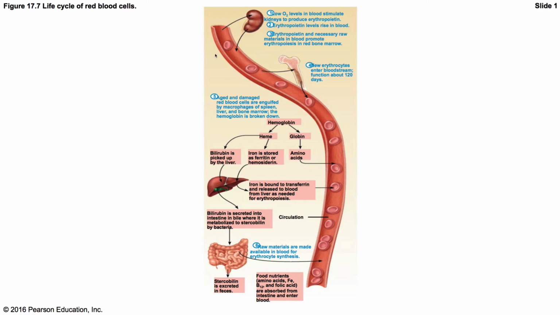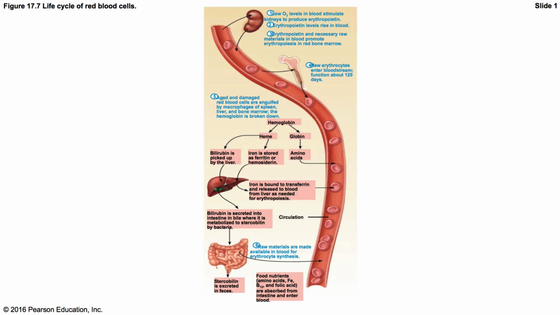So let's go over this illustration over here. So what do we have going on over here? Number 1, it says low oxygen levels in the blood stimulates kidneys. All right, so when you have hypoxia, what's going to happen is the HIF starts to accumulate. When it starts to accumulate, it's going to stimulate the production of erythropoietin. Okay, so as the levels of erythropoietin rise, it's going to cause the production of red blood cells. All right, so that's step number 3 over here. And once the blood cells enter circulation, at roughly about 120 days or so, they start to die. And when they do die, the hemoglobin ends up getting broken down.